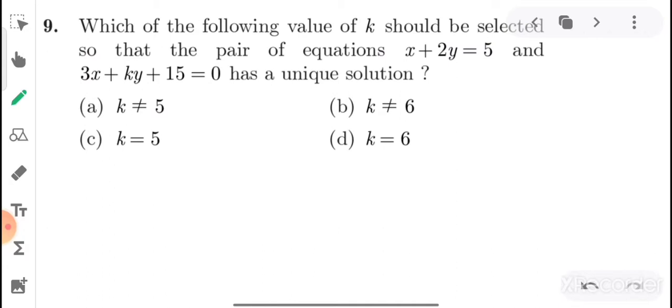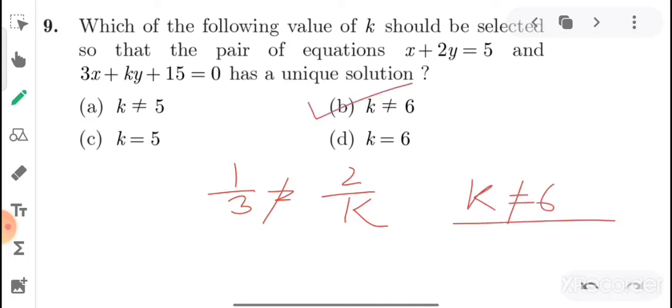This is the next question. Which of the following values of k should be selected so that the pair of equations 1 and 2 has a unique solution? The condition for a unique solution is a1 by a2 not equal to b1 by b2, meaning the ratio of the coefficients of x is not equal to the ratio of the coefficients of y. Hence 1 by 3 not equal to 2 by k. Then k not equal to 6. Option B will be the correct option.